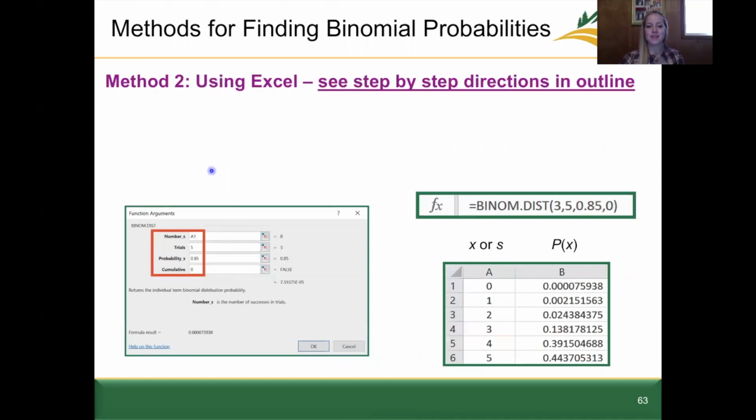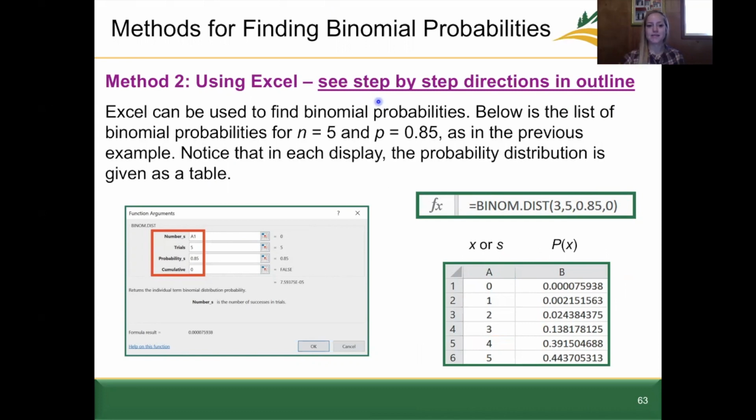So to use Excel, I made some very detailed step-by-step directions. They're in your student outline. Excel can find binomial probabilities for you if you plug in the numbers the correct way and use the right formula. So we know all of our notations. We know N, X or S, P, and Q. You can open up functions in Excel and type in these numbers to a box, a window that opens like this.